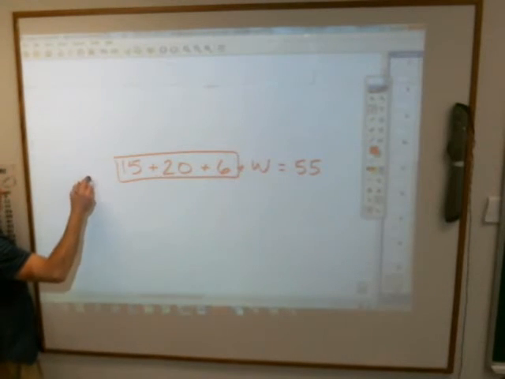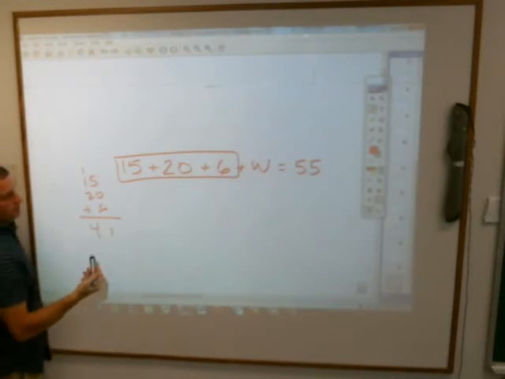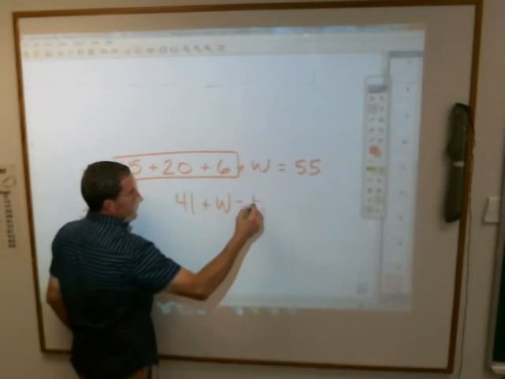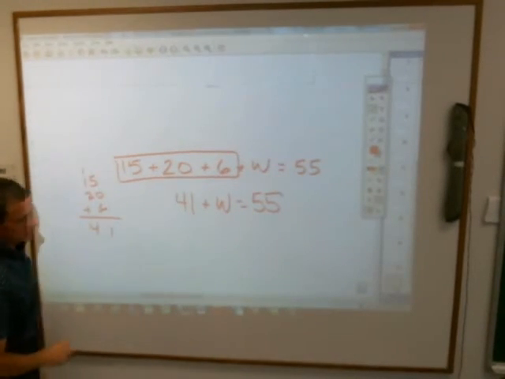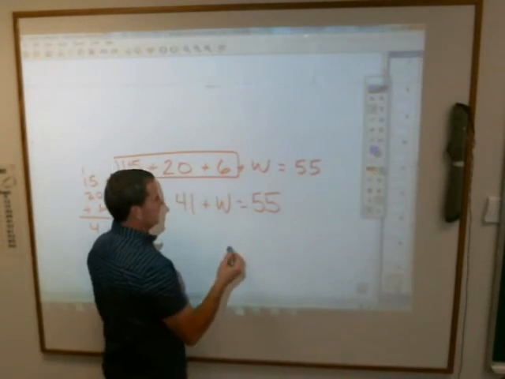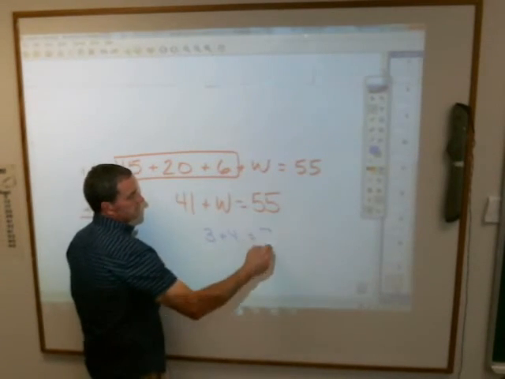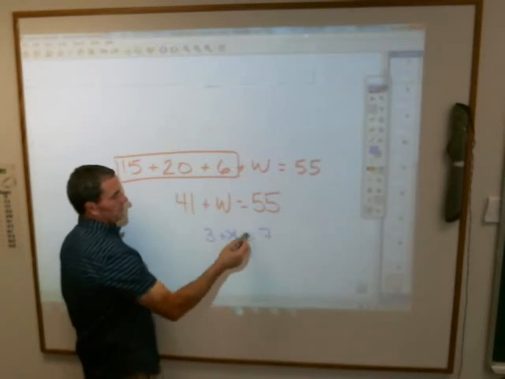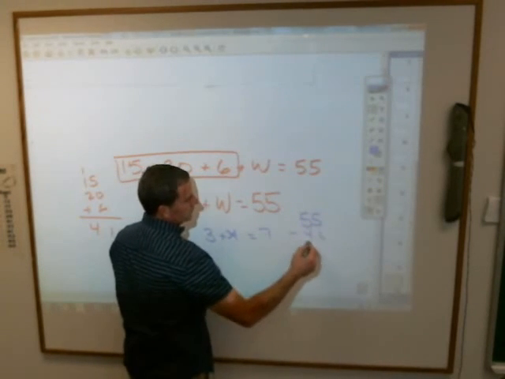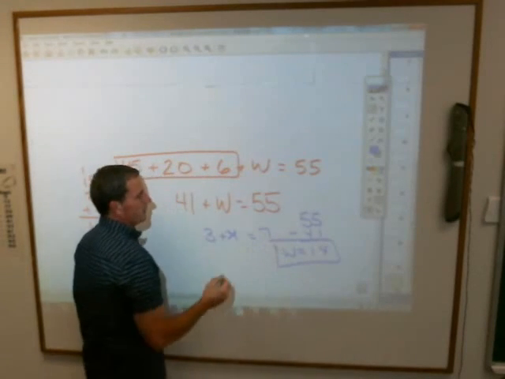So if you add 15 plus 20 plus 6, looks like I get 41. And once you do that, 41 plus W equals 55. Then it becomes just like all the other problems that we just did. Where you'll think of an easy problem, maybe 3 plus 4 is 7. If you don't know the middle, what do you do with 7 and 3 to get 4? Subtract 55 minus 41 equals 14. So W equals 14.